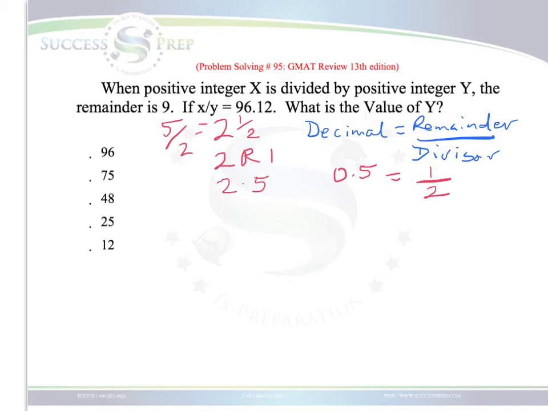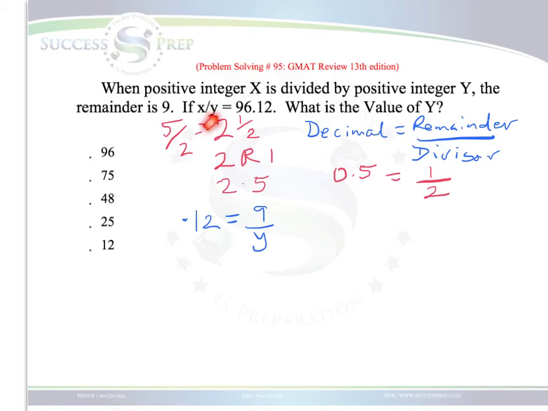So based on this idea, let's go ahead and try to solve our question. Our question already establishes, they gave us, that when we divide x over y, we are getting 96.12. The 0.12 is what we want to really focus on, though. Since they told us there is a remainder of 9, which was given to us and not something we had to come up with, we can say that 0.12 is simply 9 over y, which is the divisor of our question.